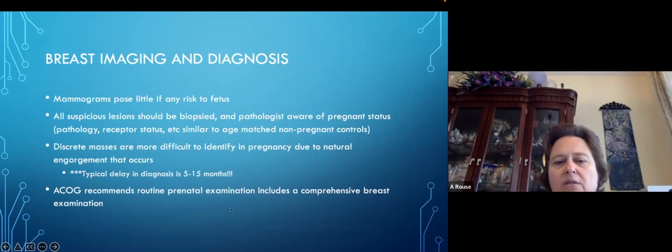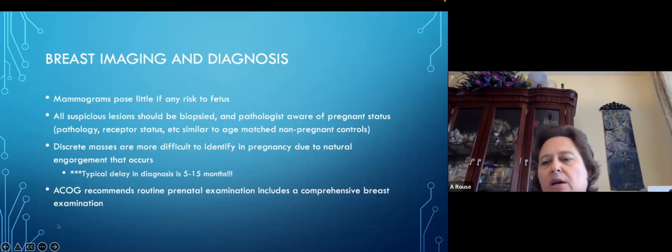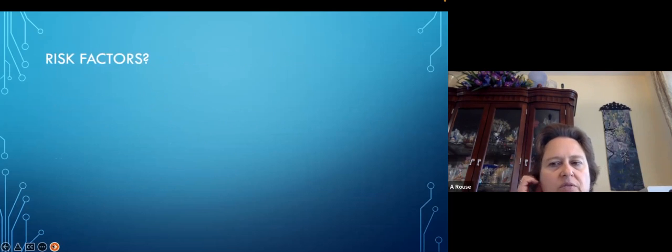And ACOG recommends that as part of your prenatal exam, a comprehensive breast exam should be included. And I know sometimes that isn't happening because we're not getting enough time to do all the paperwork, all the teaching, all the review of results, and then on top of that, still have to do an exam. But nobody said you had to do it at the first visit. It can be done at their second visit. If it hadn't been done in their first visit, it could be done at their confirmation visit if you have time. So it's just a matter of making sure it gets done if they haven't been seen for an annual with exam. So what are this patient's risk factors, Brooke?